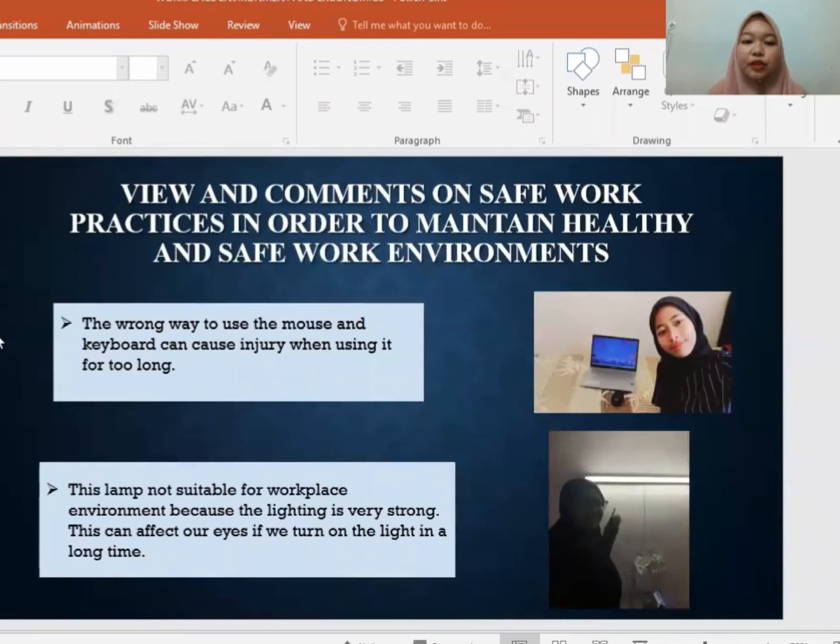View and comments on safe work practice in order to maintain health and safe work environments. The wrong way to use the mouse and keyboard can cause injury when using it for too long. This lamp is not suitable for the workplace environment because the lighting is very strong. This can affect our eyes if we turn on the light for a long time.